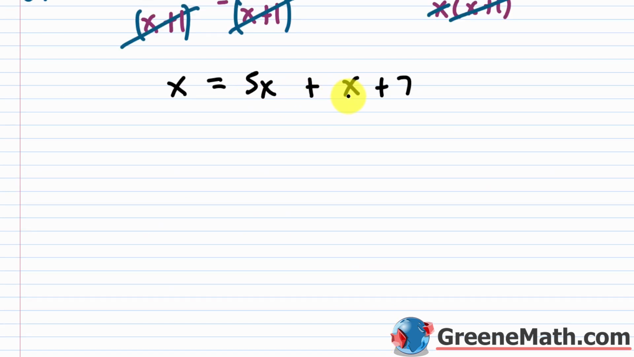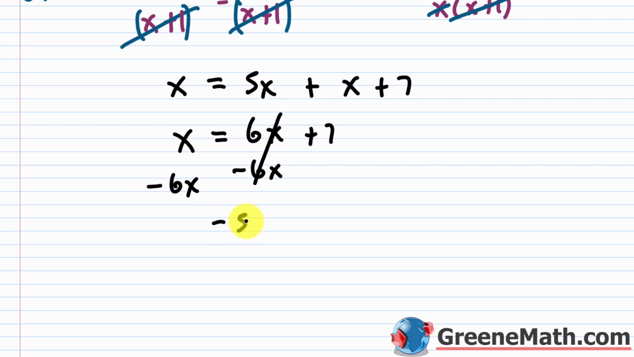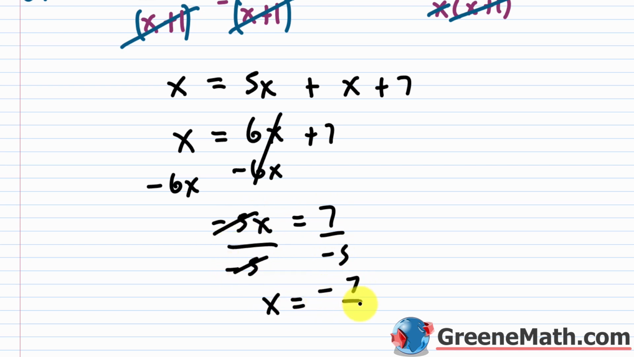Okay, so what does this give me? Well, 5x plus x is 6x. So let's say that x is equal to 6x plus 7. Let's subtract 6x away from each side and cancel this away. This would be negative 5x is equal to 7. Let's divide both sides of the equation by negative 5. Let's cancel this, and we'll say x is equal to negative 7/5.